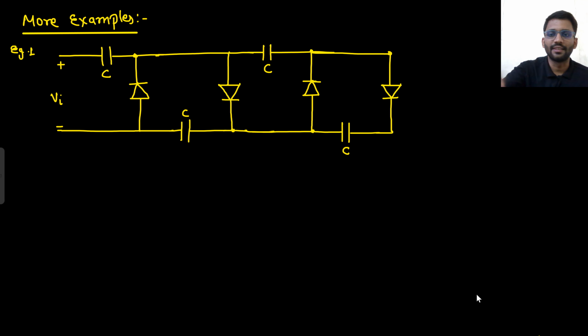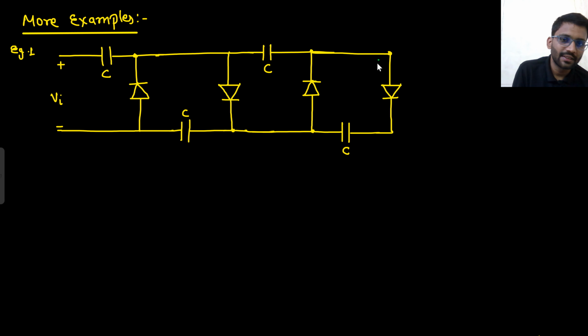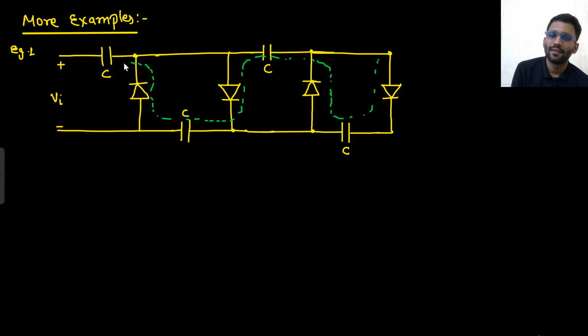Now, what if the problem comes like this? Will you be able to solve it? See the direction of the diode. Yeah, no worries. How will I solve it? It will charge in this direction now. This is the standard circuit only, but it will charge in this direction. Like this. It will charge like this.